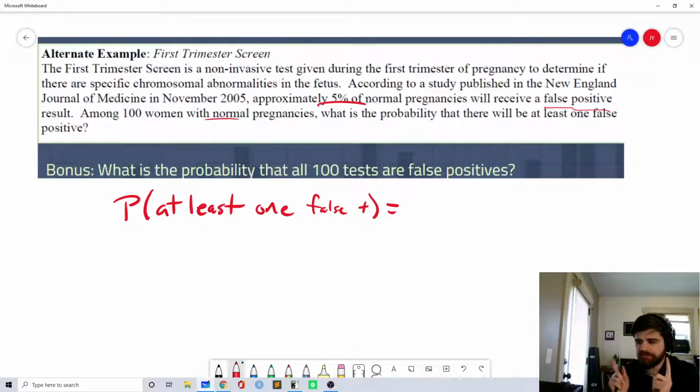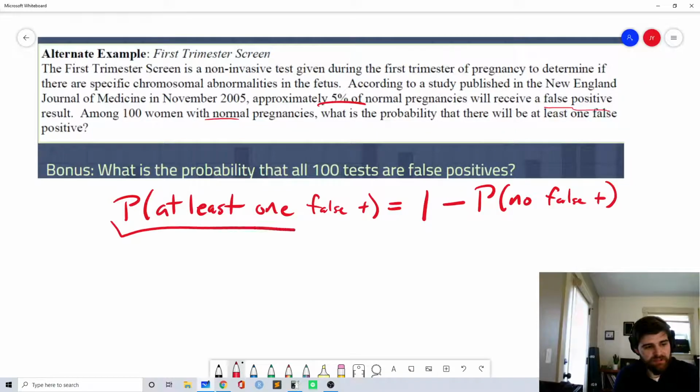There's two ways to find this probability. The hard way and the easy way. The hard way would be to find out what's the probability of 1 out of 100 being a false positive. Add that to the probability of 2 out of 100, and then 3 and 4, and so on, all the way up to 100 false positives. A much easier way to solve this problem would be to look at the whole probability model, which would add up to 1, and subtract the probability of no false positives. So we've seen this rule before. The probability of at least 1 is equal to 1 minus the probability of none.